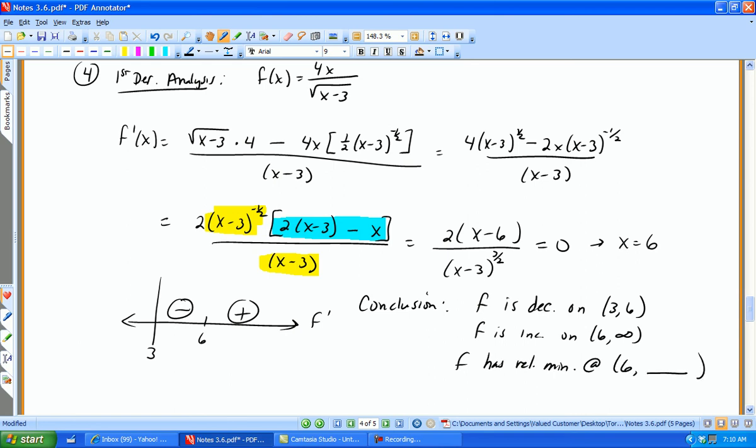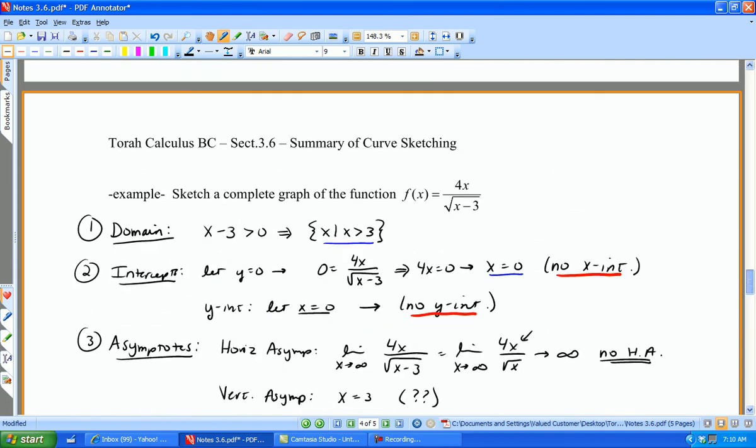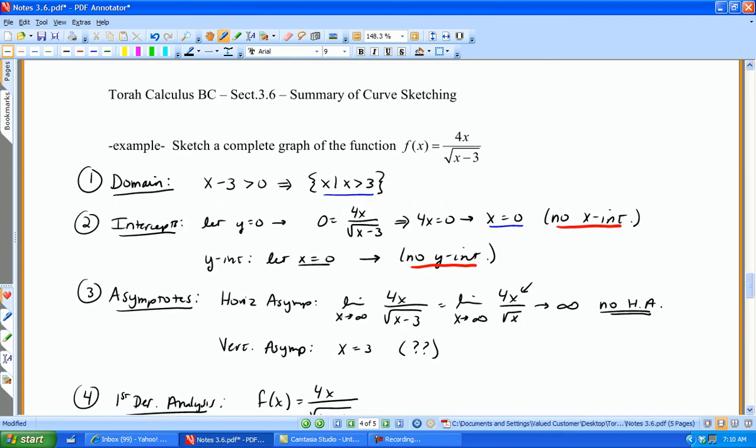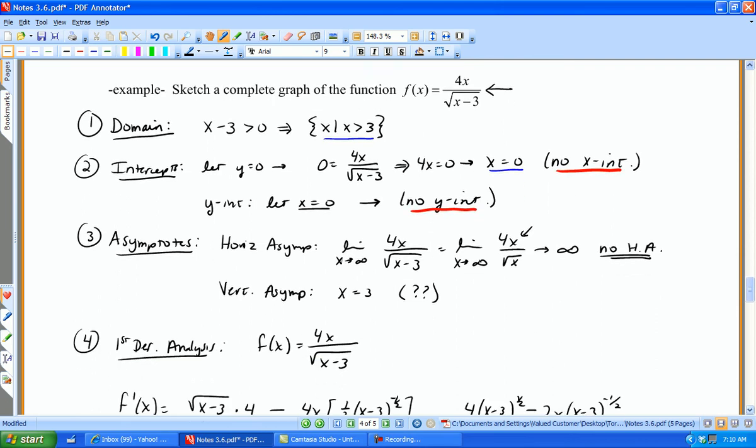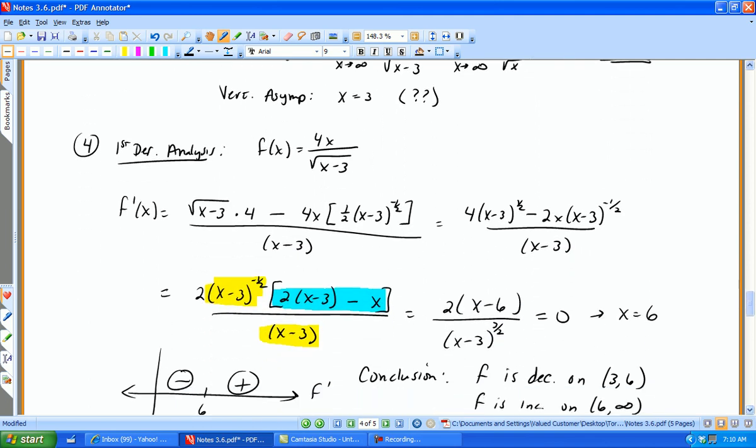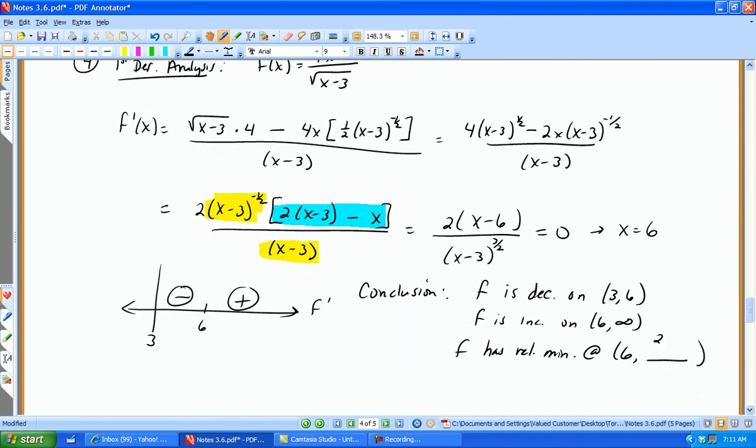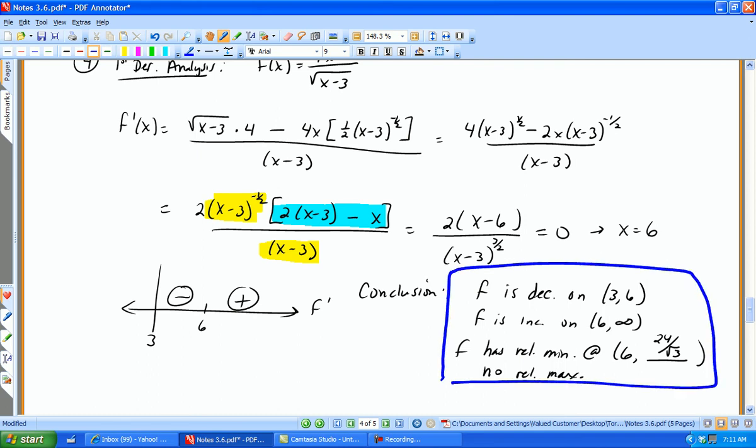Now remember, to find the y-coordinate, I'm plugging 6 into the original function. So if I plug 6 into this original function here, 4 times 6 is 24, 6 minus 3 is 3, so I get 24 over the square root of 3. That's going to be my y-coordinate for that point, 24 over the square root of 3. And there's no relative maximum. Okay, that's the end of my first derivative analysis. On the next video, I will do the second derivative analysis.